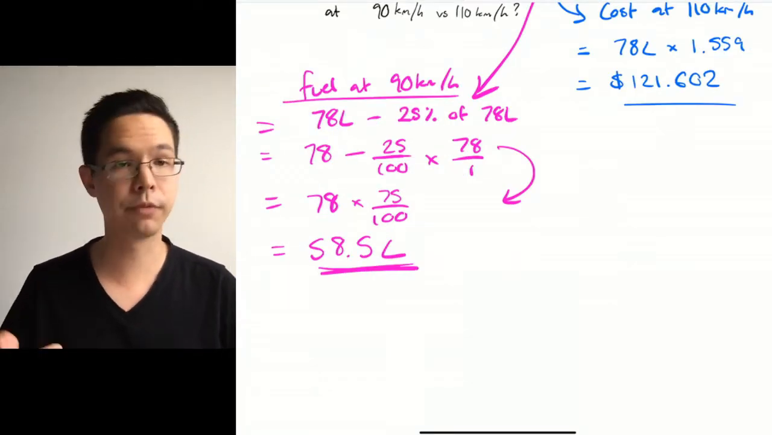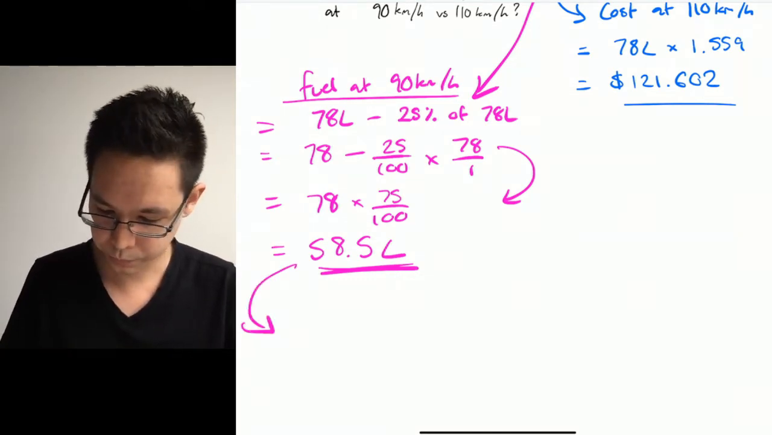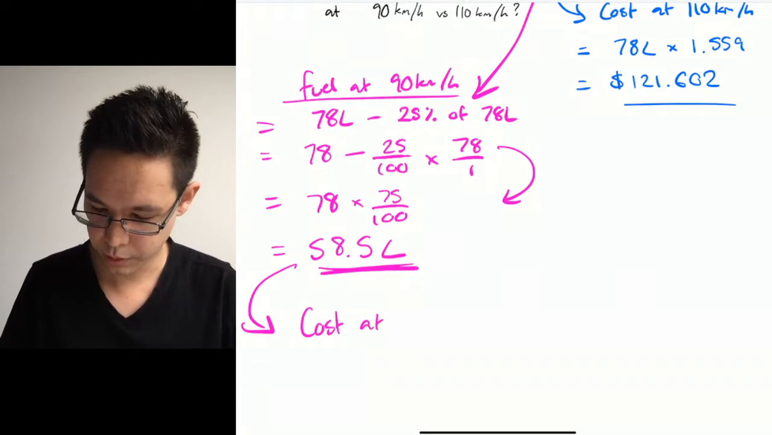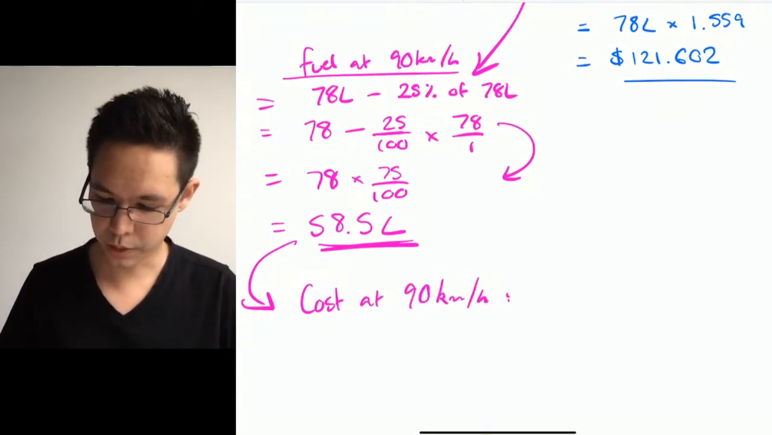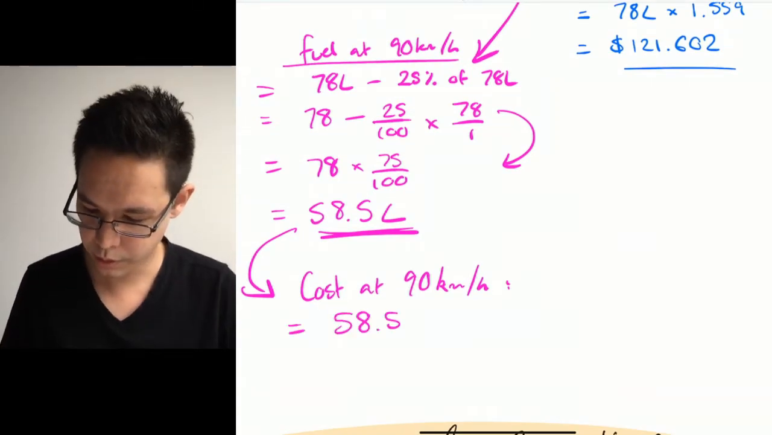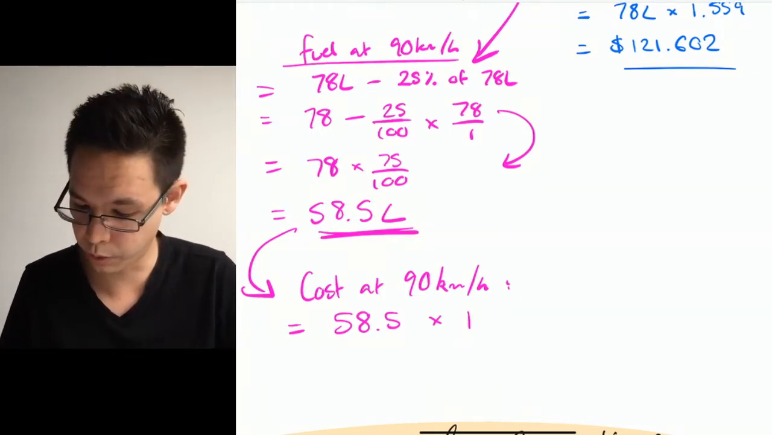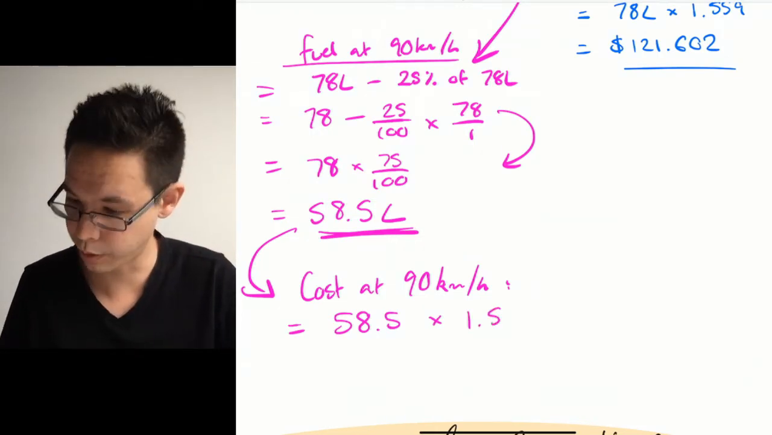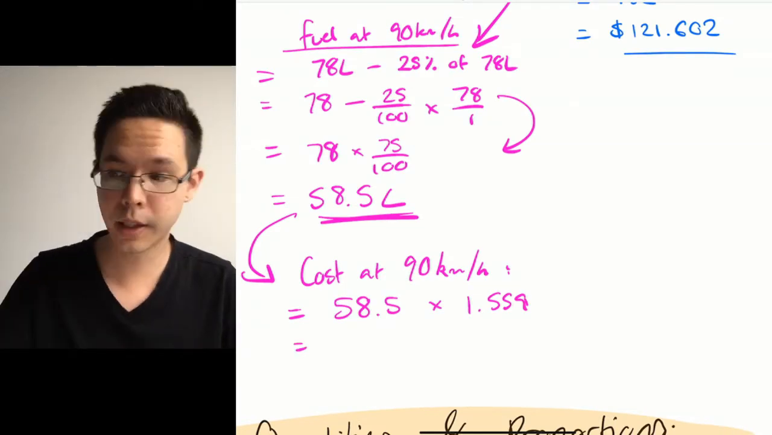Okay, so there's how much fuel she uses at the slower speed. Now let's figure out how much that's going to cost us. So let's go to cost. So here, cost at 90 kilometers per hour. Okay, this is going to be equal to the liters she uses multiplied by the cost per liter. So again, I'm going to use the answer in dollars, so $1.559. Use my calculator again here to save us all some time.